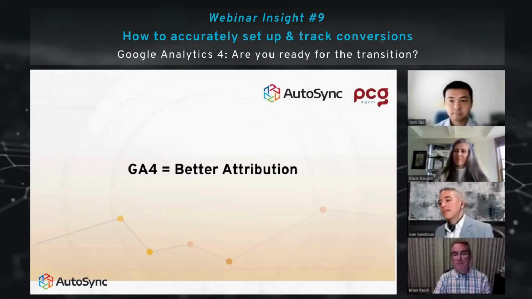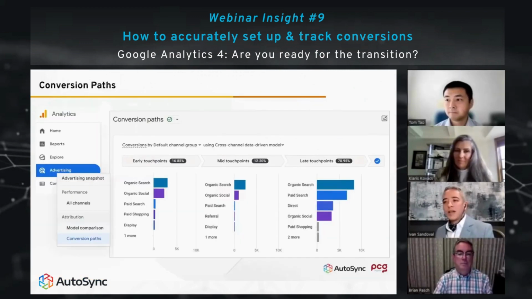One of the reasons we went to GA4 is better attribution. And now here's a cool report that didn't exist before, and it's conversion paths. How you get to it: advertising on the left-hand side, scroll down to conversion paths, and now you have first click attribution and last click attribution.